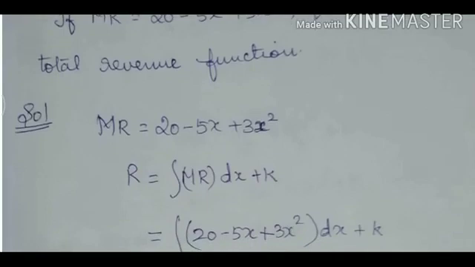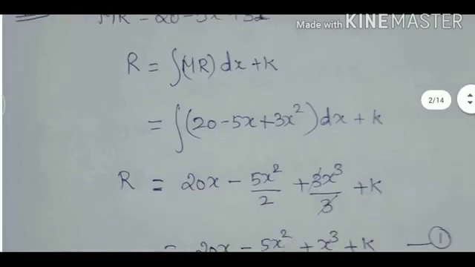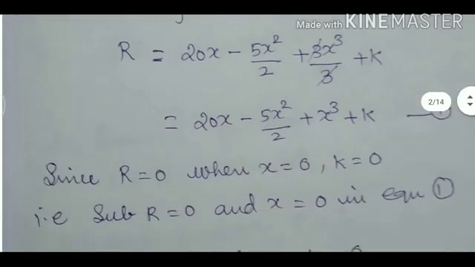Therefore, integration of MR dx plus k equals integration of 20 minus 5x plus 3x square dx plus k. Therefore R equals, if you integrate 20, you get 20x. Integrating 5x gives 5x square by 2, and integrating 3x square gives 3x cube by 3. We cancel the 3 in the denominator and numerator, plus k. So we get the equation R equals 20x minus 5 by 2 x square plus x cube plus k.